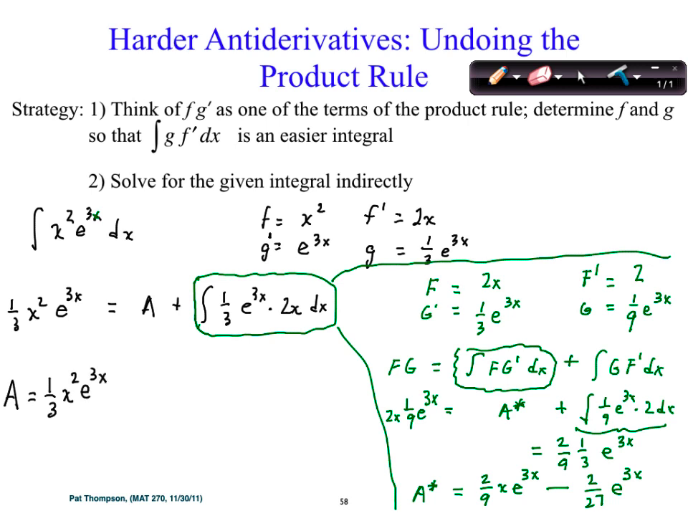1/3 x squared minus 3x minus, now we're going to need big parentheses right here because we're going to subtract this whole thing. 2/9 x e to the 3x minus 2/27 e to the 3x. Okay, before I simplify that, do you follow? We're going to distribute the minus, but we're essentially done. We'll also need the plus c here at the very end.